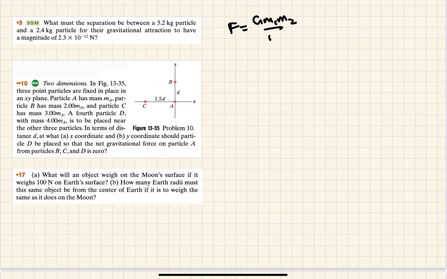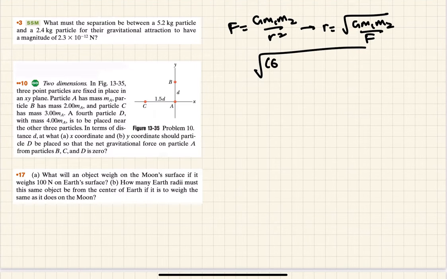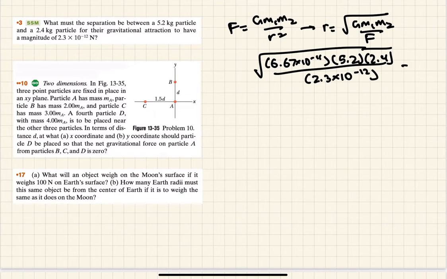Okay, we know that force is equal to G m1 m2 over r squared, so you can rearrange it for r is equal to the square root of G m1 m2 over force. Now you just plug in the values given. G is 6.67 times 10 to the power of negative 11. I'm ignoring units for now. This is 5.2 and this is 2.4. And the force was 2.3 times 10 to the power of negative 12 newtons. If you calculate that, you're going to get 19 meters. That is the separation between them.